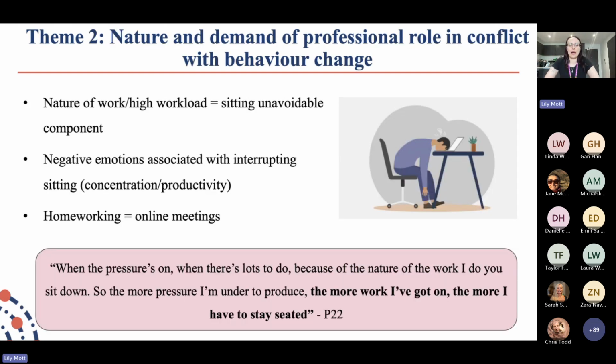Theme number 2 was that people felt the nature and demand of their role was in conflict with change. So, as desk-based workers, they thought, sitting is an unavoidable component of my job. They had high workload and they just didn't really see how can I interrupt my sitting when sitting is part of my job and completing that. People also had quite negative emotions associated with interrupting sitting. So people had a real concern that they would lose concentration and that their productivity would be impacted negatively if they were to regularly interrupt their sitting. And with the rise of home working came the rise of online meetings, and that was a major barrier for people in terms of interrupting their sitting.